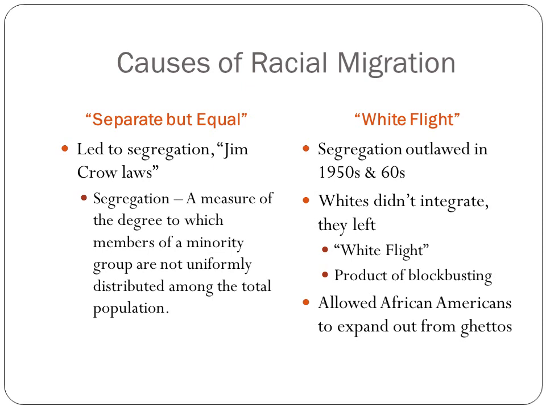Okay, and separate but equal led to segregation, and segregation is a measure of the degree to which members of a minority group are not uniformly distributed among the total population. In other words, they're clustered in a particular area. Okay, and the separate but equal doctrine did give rise to segregation as well as Jim Crow laws. So a little bit of background about what the separate but equal doctrine is.